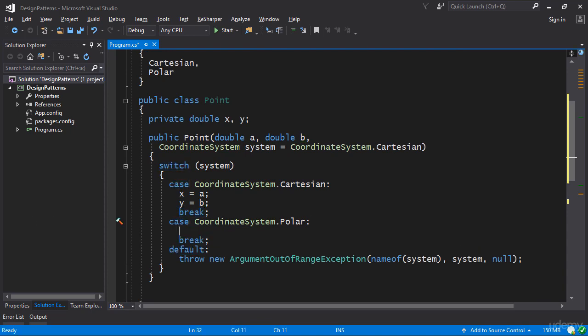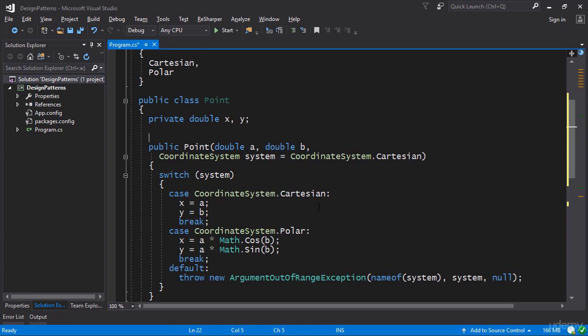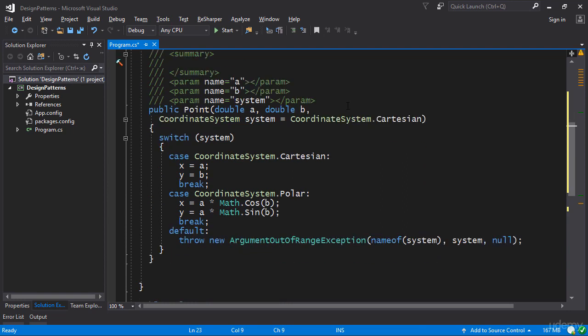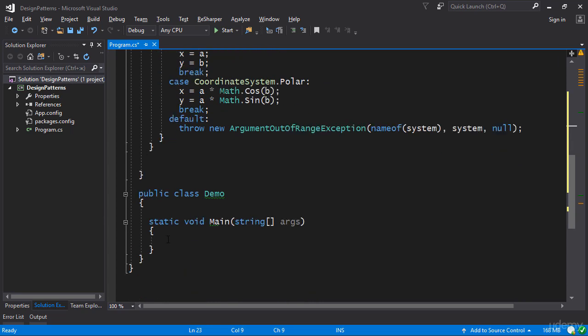And then, of course, for the polar coordinates, you say x equals a times math.cos of b, and then y equals a times math.sin of b, something to that effect. So once again, there is no indication here that this is a rho and this is theta, and you would have to add XML doc comments in order to actually let people understand how you're using a and b to initialize a point from a particular coordinate system. And in addition, what you've done is you've required now everyone to basically specify the coordinate system unless they're working with Cartesian. So that's very inconvenient.